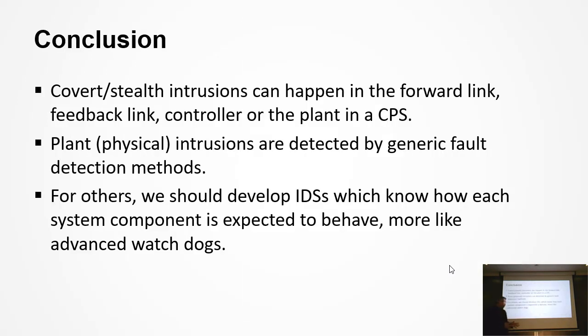What we have learned in this talk is that, yes, covert attacks can happen. They can be in the forward link, in the feedback link, in the controller. It can be even in the plant, but we have heaps of solutions for fault detection on physical entities. So we leave it to the control guys. With the others, we should develop component-based IDSs to monitor the behavior of those components, see if they behave as they are expected.